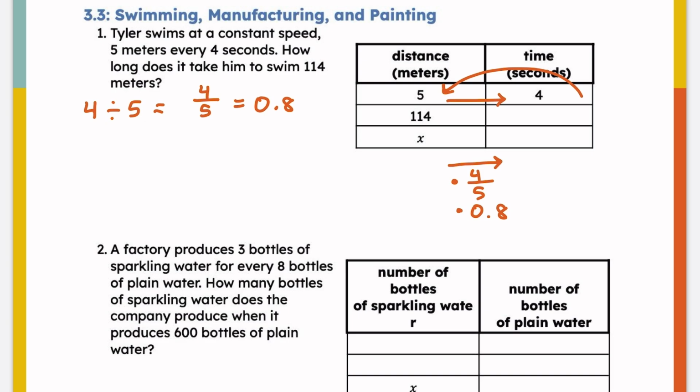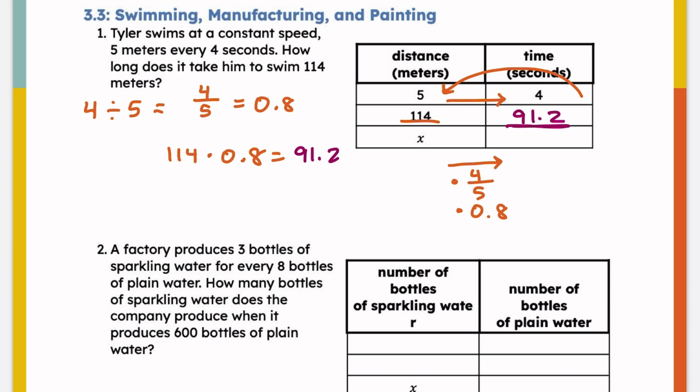114 times 0.8 is equal to 91.2. And again, how did I get this number? I started here with the 114. I already know that I'm going forwards by multiplying by the fraction 4/5, or I'm going forwards by multiplying by 0.8. So I'm typing into my calculator 114 times 0.8, which is equal to 91.2.